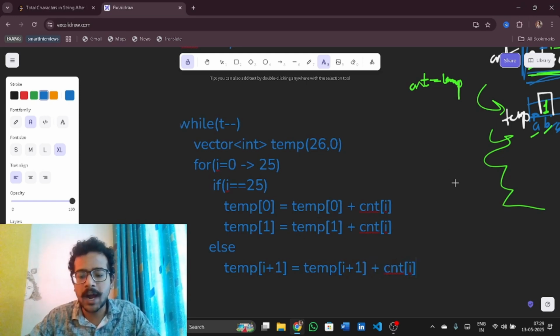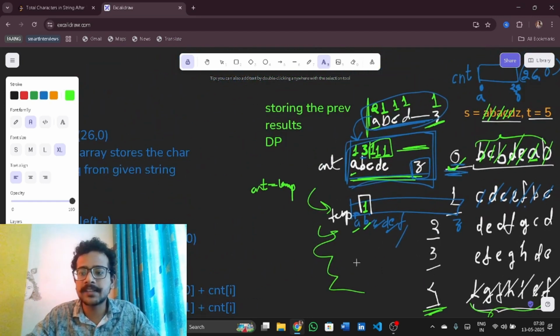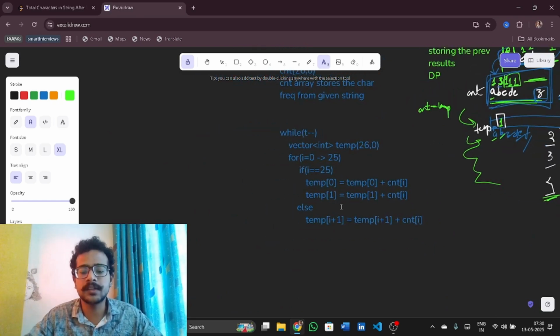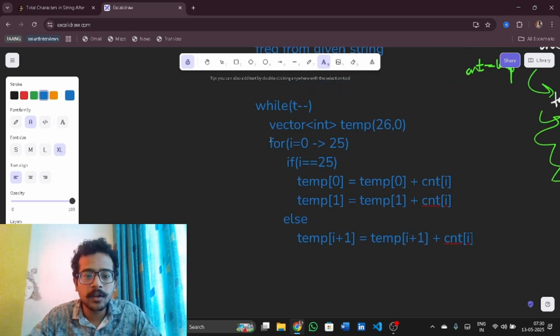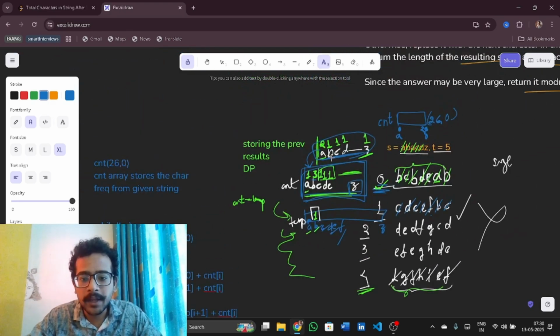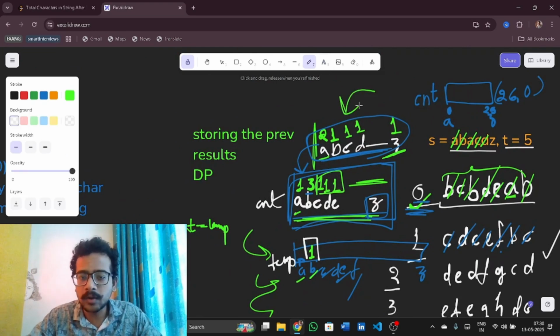I think it might be clear for you. If not, just watch this again from where I started this example and rewatch it. And even if you don't understand how I wrote this algorithm, comment and tell me where you didn't understand. Right now, after initializing the temp array, initially this will be the count array, then this will be the temporary array.